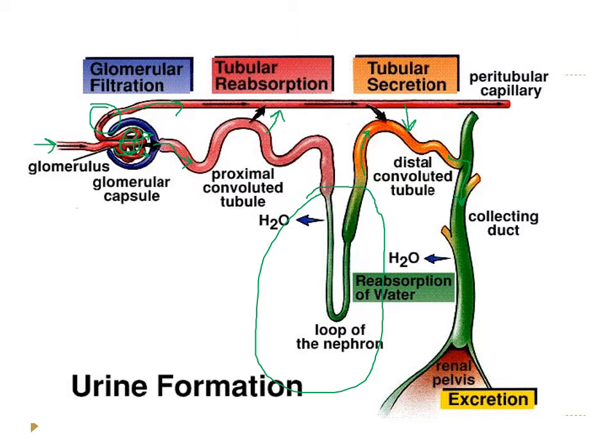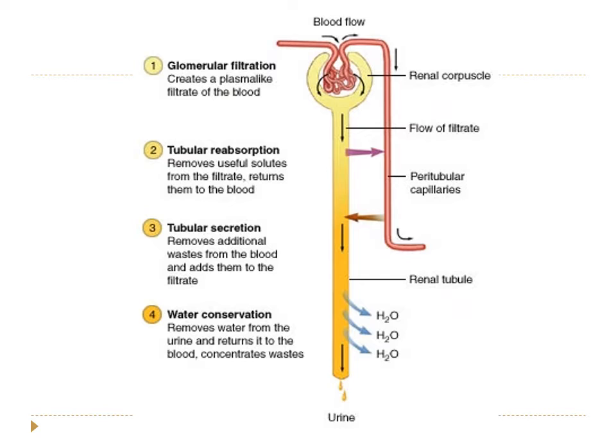And if ADH is present, made by the hypothalamus, then water channels will open in the collecting duct and water will move out of the filtrate and back into the bloodstream. So those are the four jobs of the nephron that we talked about. Here they are, just listed in a different graphic. Different people like different types of visual information.